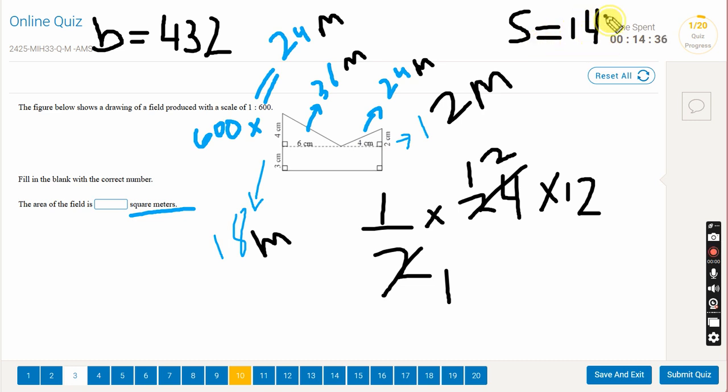All of this is in meters. Don't forget meters. Okay? And remember it's meter squared. Why? Because it's meters here and meters here. So meters times meters will be meter squared. It's also meter squared in here.